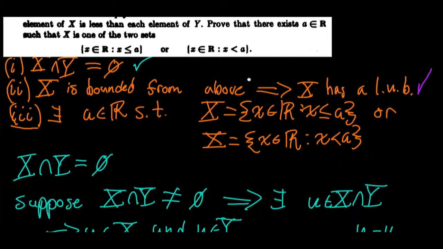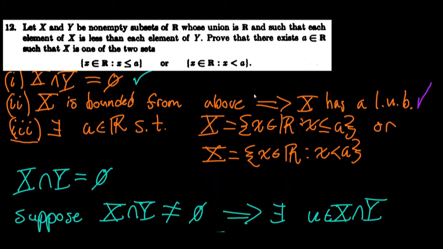So all that we have left is to prove 3. Let me clear the board. For 3, and I'm going to change colors again for variety, let's change it to green. We're going to prove what they asked us to state: that there exists an A in R such that X is one of the two sets, the set of x in R such that x is less than or equal to A, or the set of x in R such that x is strictly less than A. We're primed to prove this by 1 and 2.